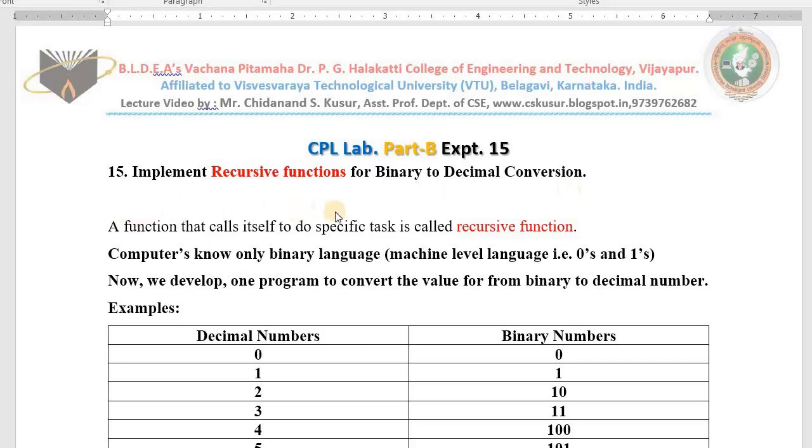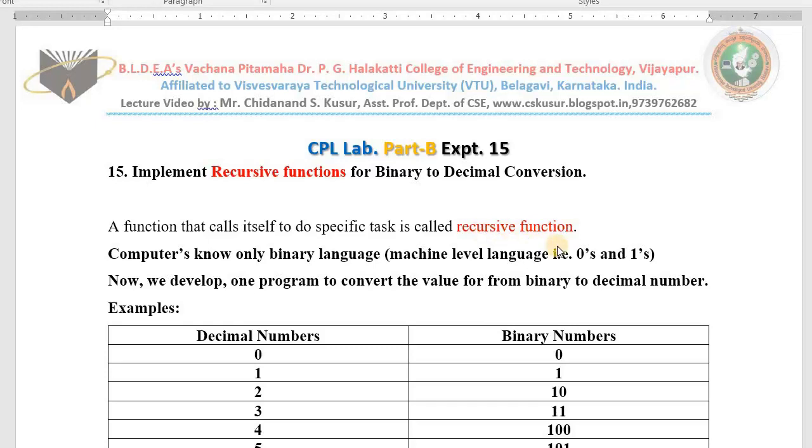First of all, I explain the theory related to this program so that you can understand it easily. Already in the theory you learned what recursive functions are. Can you tell me what a recursive function is? Yeah, your answer is correct. A function that calls itself to do a specific task is called a recursive function. That means the function is not calling other functions. Instead of calling other functions, that function is calling itself. That is what we call a recursive function.